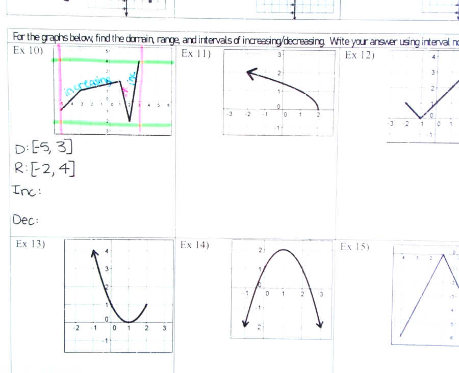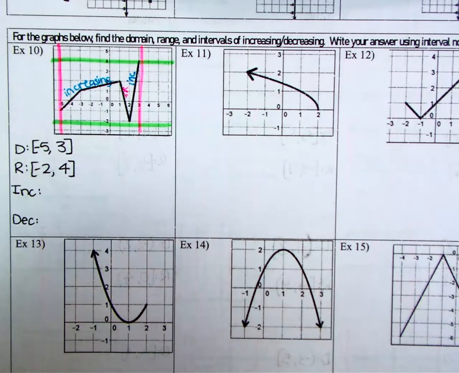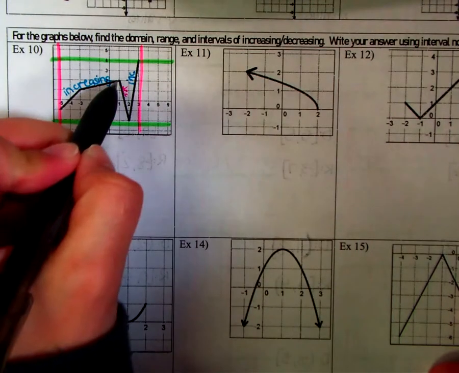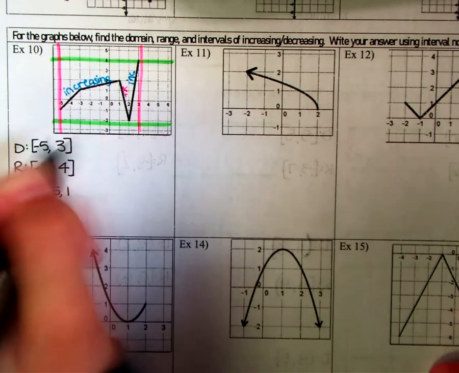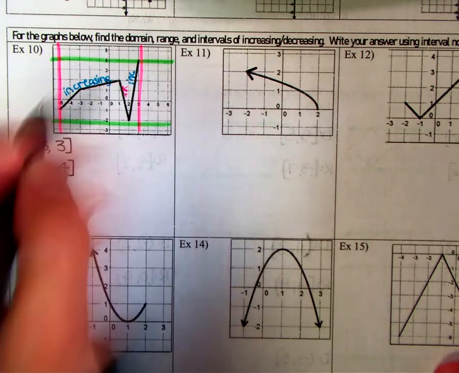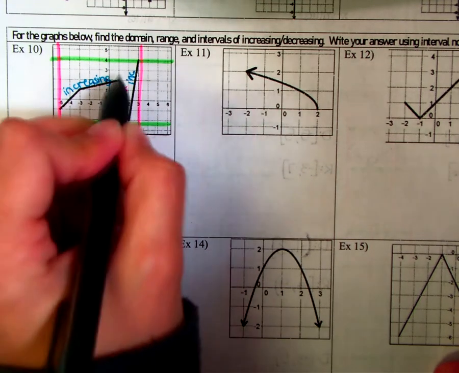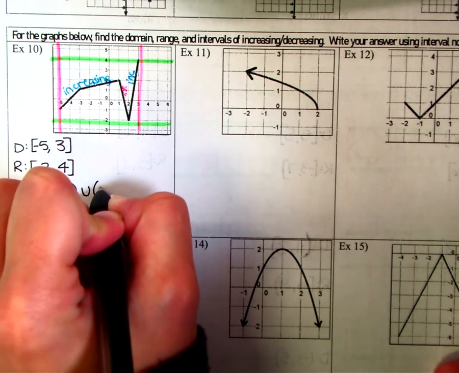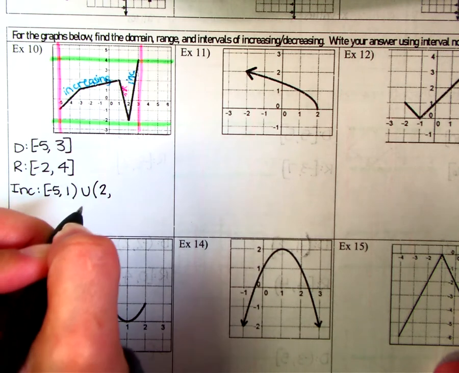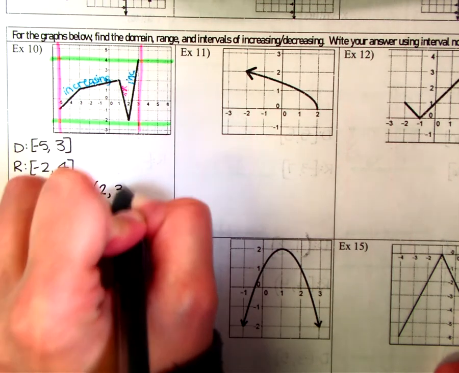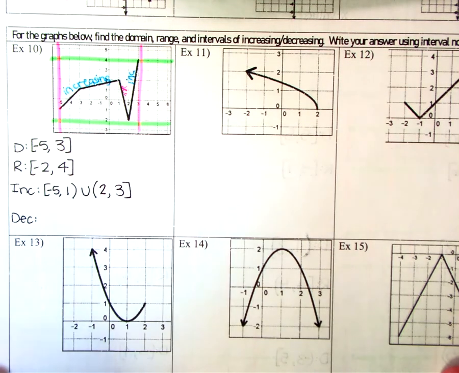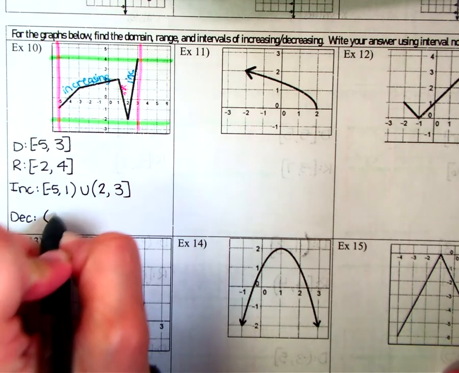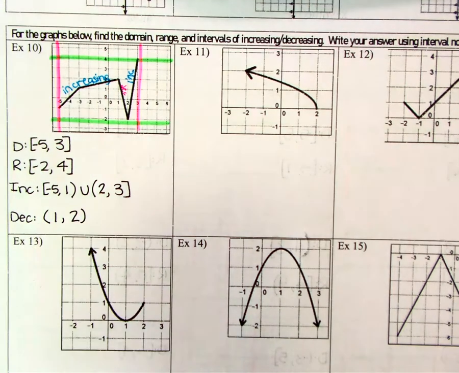And so remember, those are your x values. So it increases from the beginning of my domain until 1. And remember, at that 1, it's that turning point. So we use parentheses. And then it also increases in another piece. So we're going to use that union symbol. And it starts increasing again at 2 until the end of my domain, which is at 3. And then it decreases that little piece in between my increasing. So it decreases from 1 to 2.